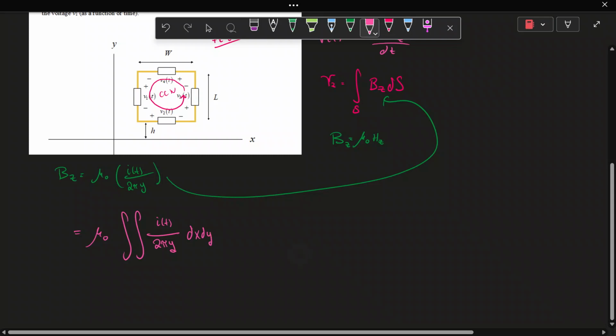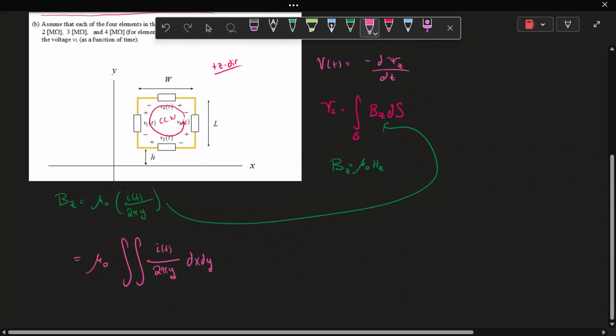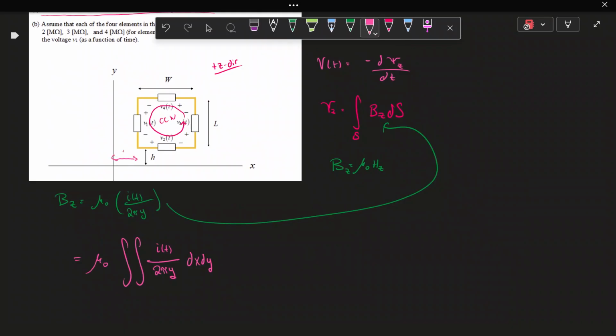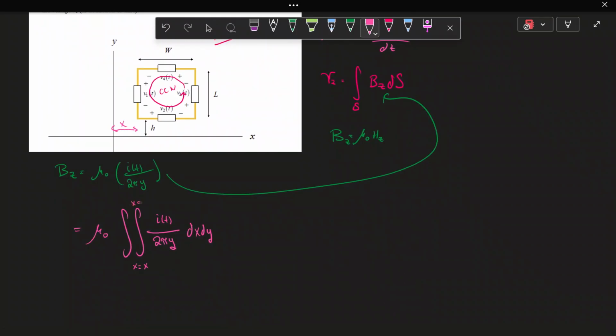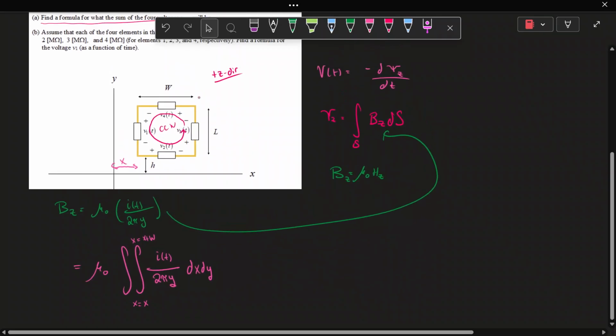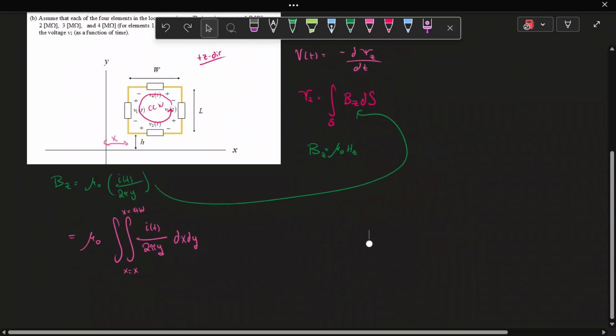Now, what are the bounds for x? We will say that x has a little bit of a starting point. We'll call this x. And we'll call this w, right? So we have x is equal to x. Then x is equal to x plus w. The distance from here to here. Right, we're going from x to x plus w, is essentially what I'm trying to say.